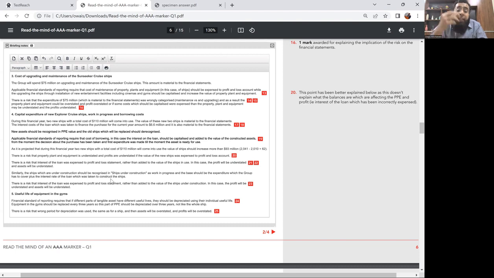So he's saying that the work in progress should include the amount which we are spending and the interest amount. There is a risk that if interest on loan was expensed to P&L rather than added to the value of ships under construction, in that case, the profit will be understated and the assets will be understated. So apparently, I will say that this risk is not very well drafted. But still, he has covered everything in a scattered manner.